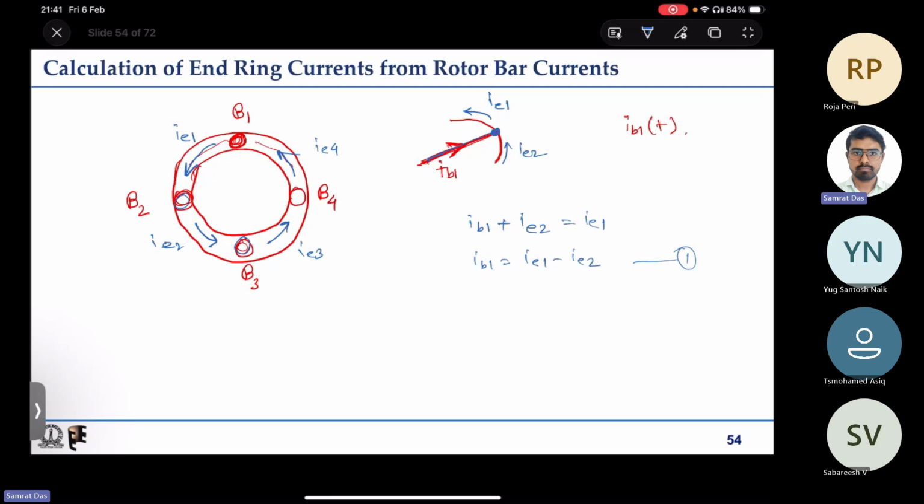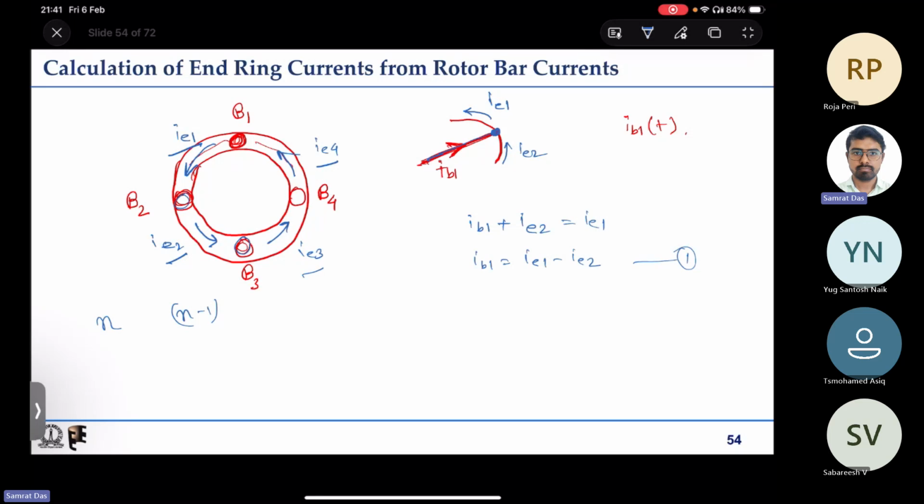So after you get the equations for the 4 bars, you will see that we will not have 4 independent equations. Basically we would have n minus 1. If there are n bars, then we would have n minus 1 independent equations, because finally it's a ring. And what will be the nth equation, because we have n unknowns, that is the segment currents.